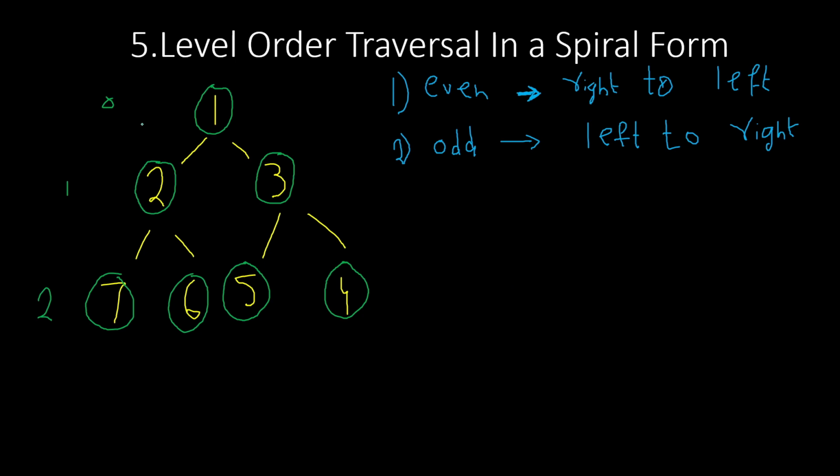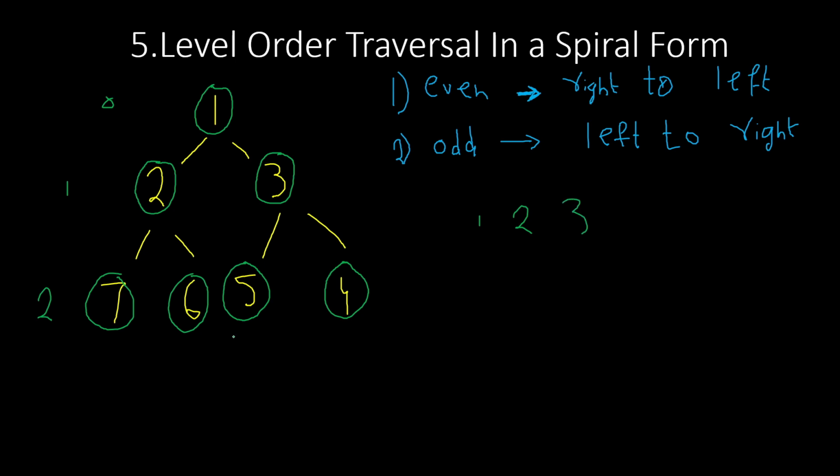Now at the zeroth level, which is even, we have to print from right to left. So 1 will come here as an output. Next, we are heading to the next level. This is the level by level traversal here, the level order traversal. Now we are in the odd level. In the odd level, we have to print from left to right, which will be 2, 3. Now 2, 3 have been printed.